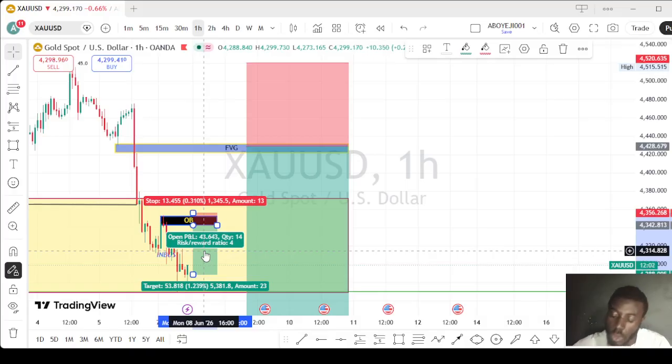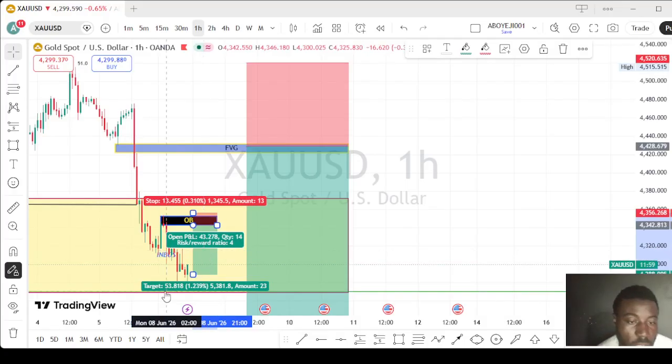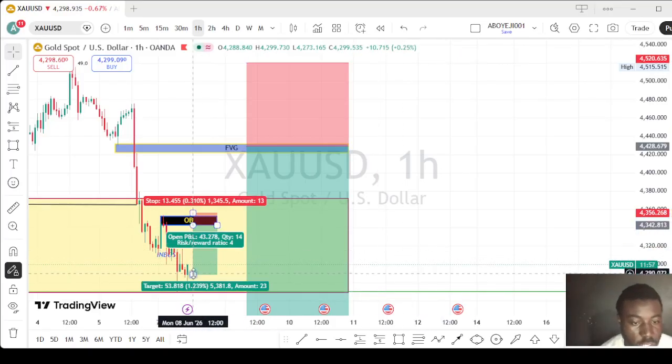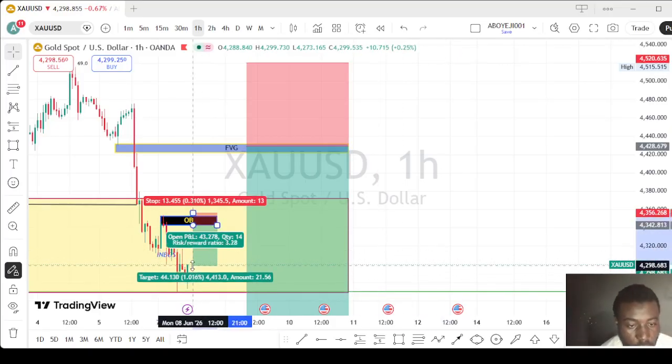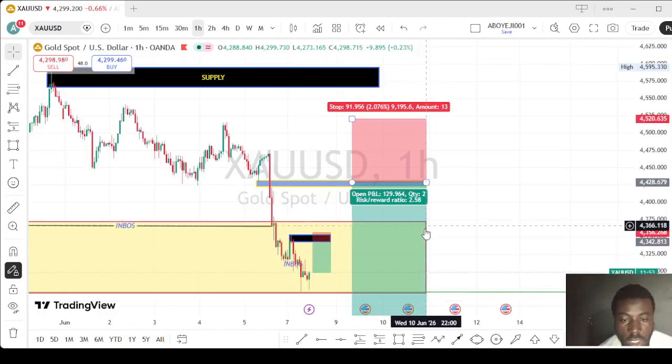So I've placed this opportunity. I'm selling the market. This is the opportunity I see today. I'm selling the market 1:3. So let's take this 1:3.